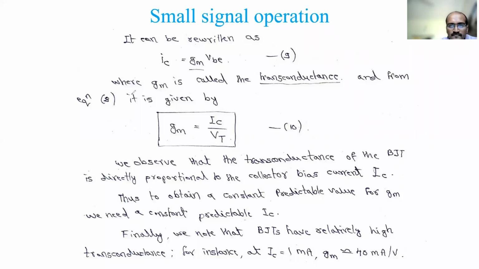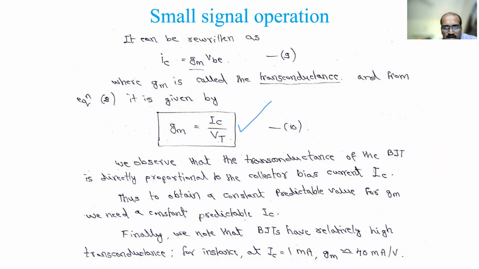Because it is the first time, it is very difficult to concentrate also, so bear with me. From equation 8, the previous equation, GM is approximated as IC by VT, the collector current by thermal voltage. This ratio is current to voltage, that's why it is conductance, and it is an input to output ratio, that's why transconductance. So both expressions you got: IC by VT into VBE, and GM is equal to IC by VT. From this, IC can be given as GM into VBE. You'll see the problems on how to determine this.